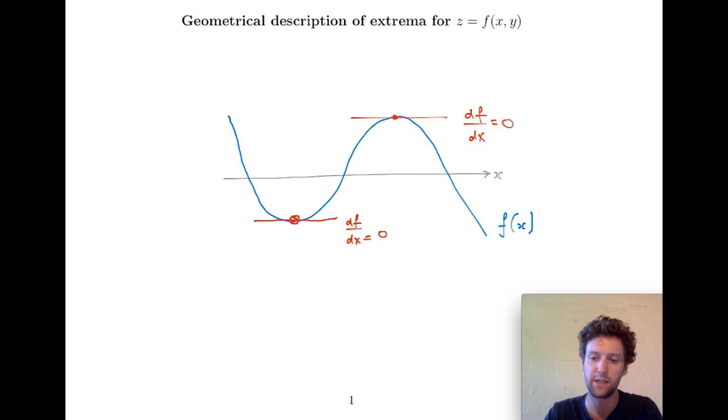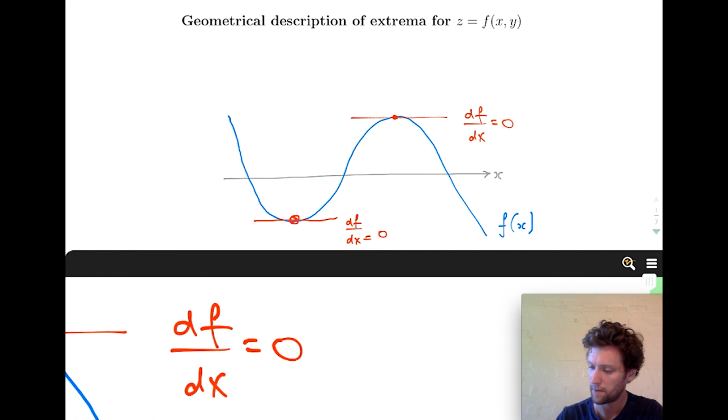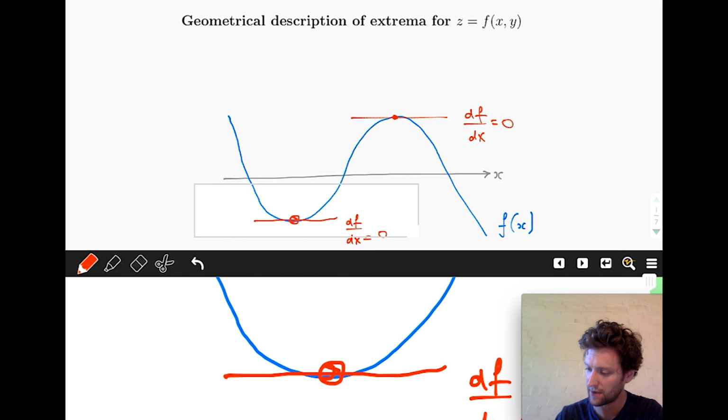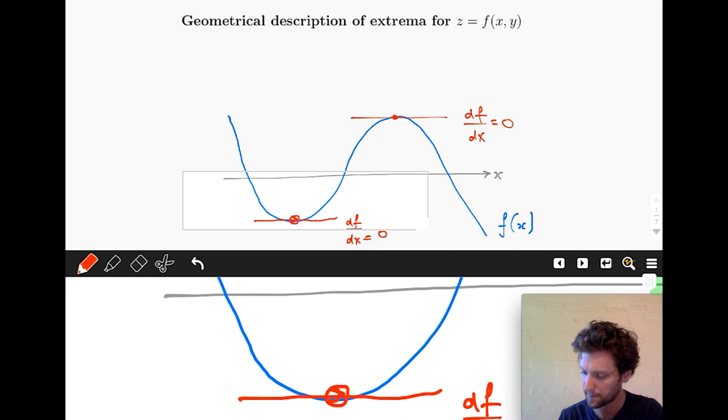So that's the first step in identifying max and min. We need to find the critical points or the stationary points. But of course, that's not enough because just knowing where the critical points are doesn't tell us if those are max, min, or something completely different. To do that, we need to look at the second derivative. So we can identify whether the function is a maximum or a minimum by looking at its curvature, that is, its second derivative.